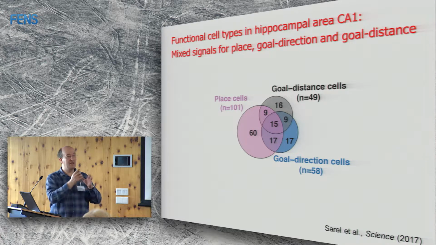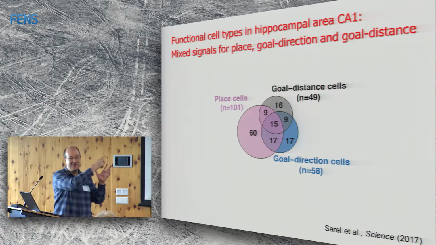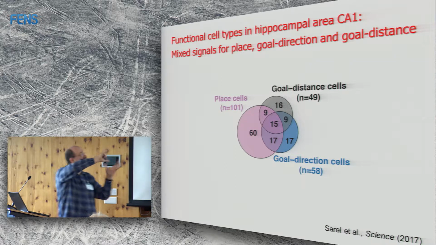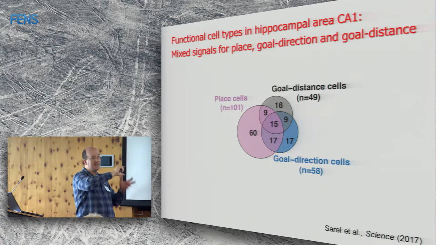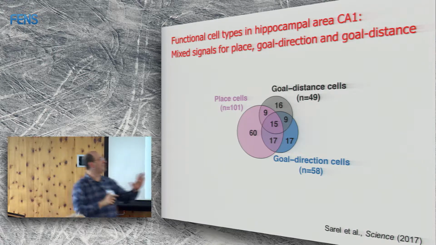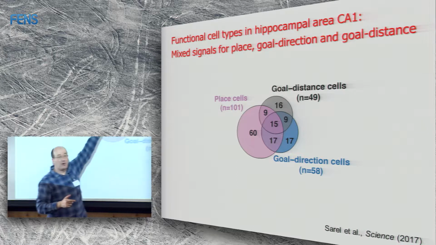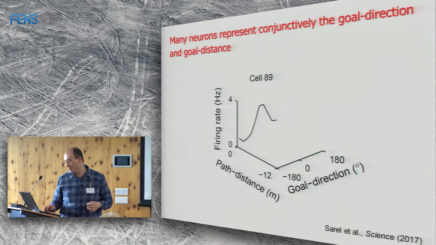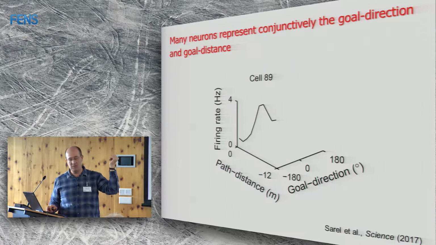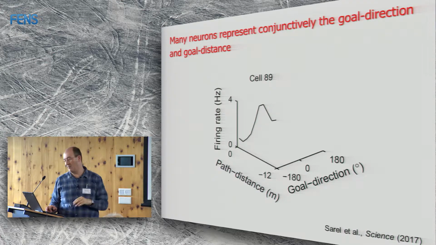So again, I'll just finish this. If you look at the relation between these various tunings, to goal direction, to goal distance, and to place, this is how it looks. We have a lot of place cells, goal direction cells, and goal distance cells. And again, it's a mixed selectivity. We have neurons that are tuned only to this, only to that, but then to various mixtures of the variables, as you see here. Maybe I'll just finish because I have only 1 or 2 slides for this story, and then we can have more questions.